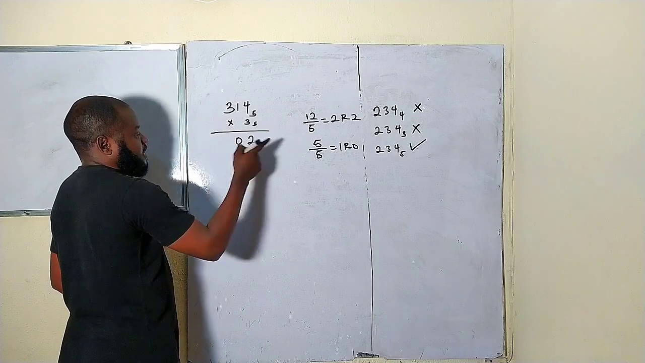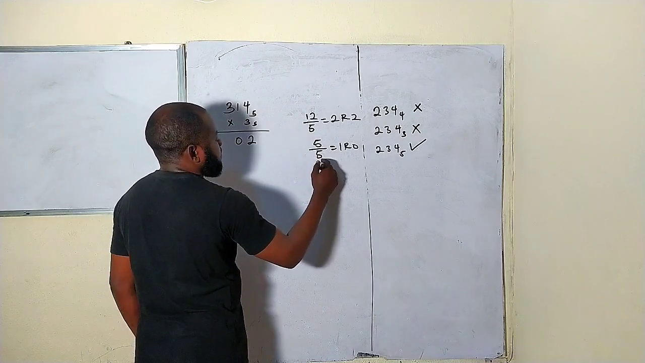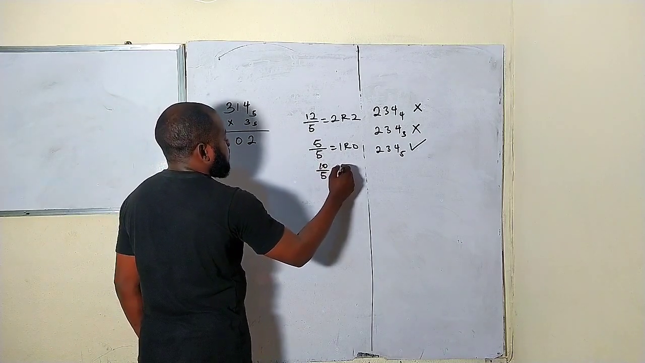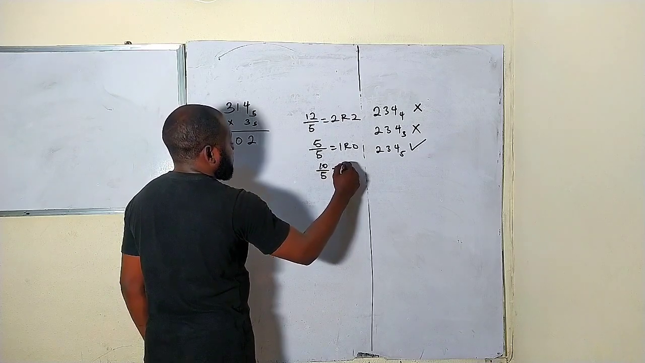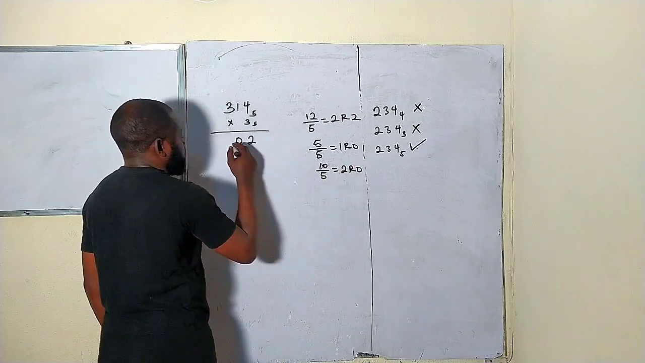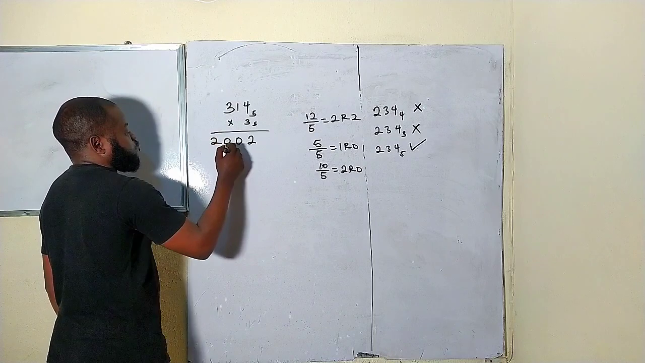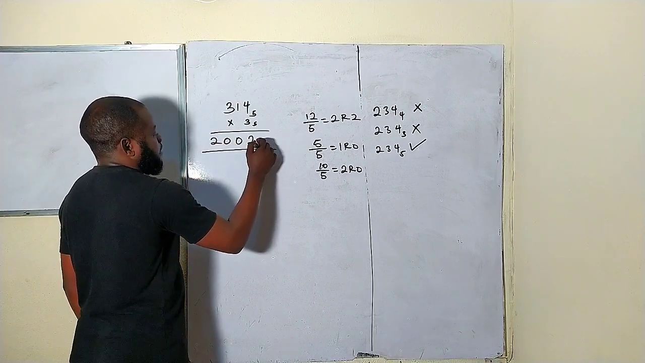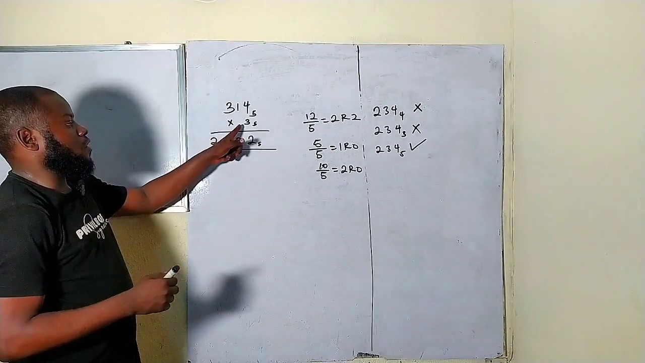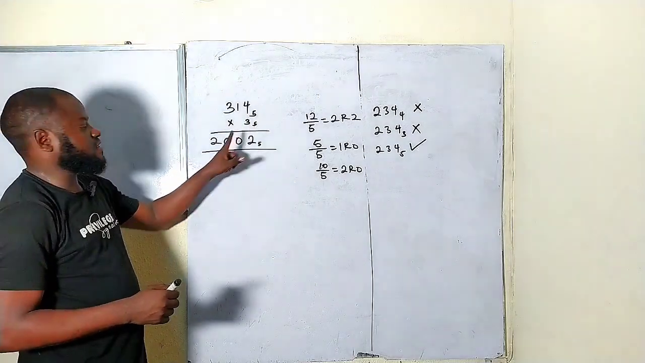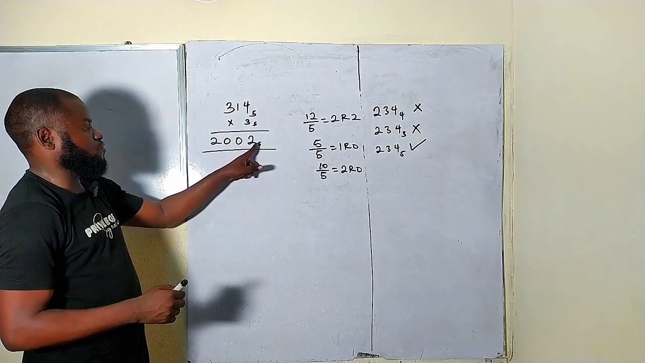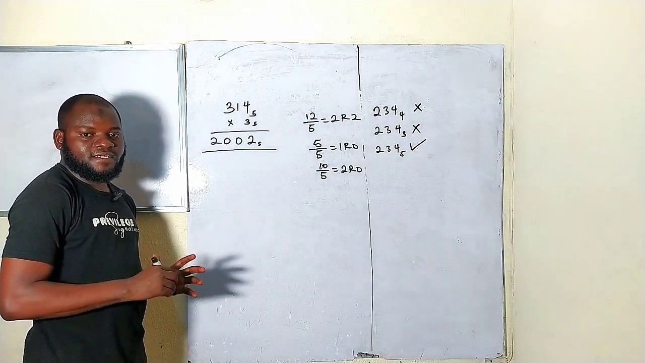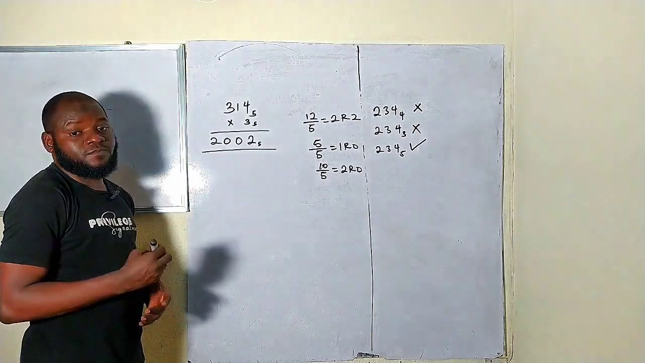3 times 3, that's 9, plus 1, that's 10. So you say 10 divided by 5, that will give us what? That will give us 2 remainder 0. So you have to write down the 0 and take the 2 here. So this will give us our result. 314 in base 5 multiplied by 3 in base 5 will give us 2002 in base 5. Is that clear now? So that's how to go about multiplication.